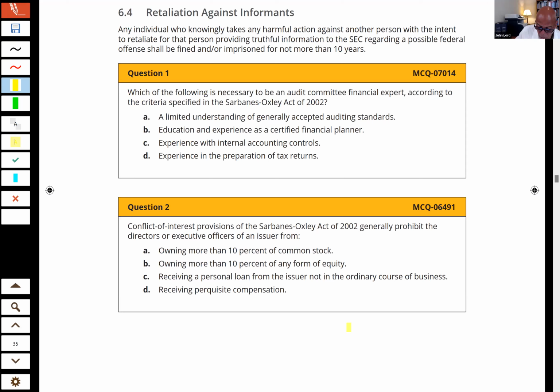Okay, guys, looks like all of us have had a chance. So even though we're well under the 2 minutes that I generally give, all of us got it right. Okay, so that's good. And that receiving a personal loan is something that is prohibited under Sarbanes. Okay. All right.